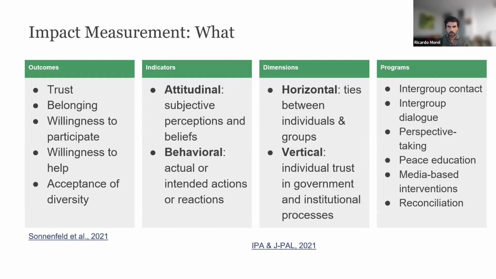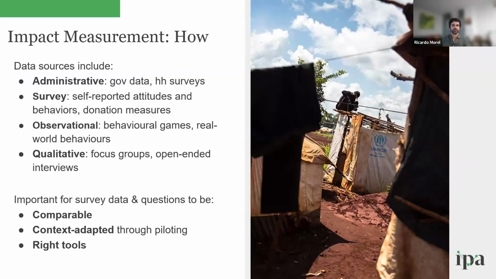And then in our portfolio and in the examples you've seen from our colleagues, there are different types of programs that aim to build social cohesion. We can think about intergroup contact, we can think about dialogue, peace education, media interventions, or reconciliation programming, among others. And how do we measure? How do we go out and collect data that can help us inform how social cohesion could actually be operationalized?